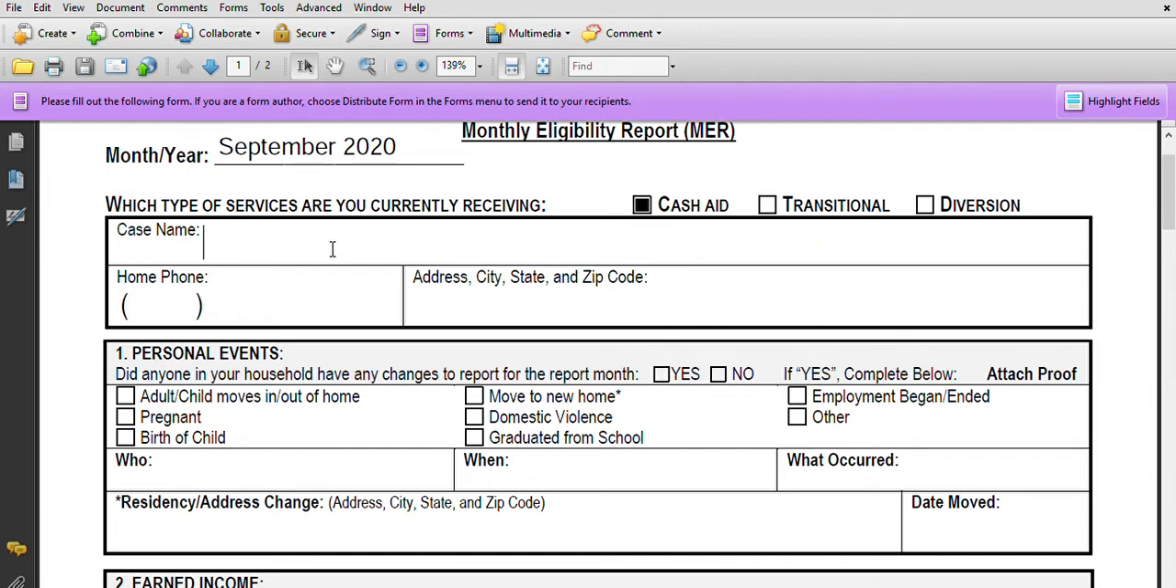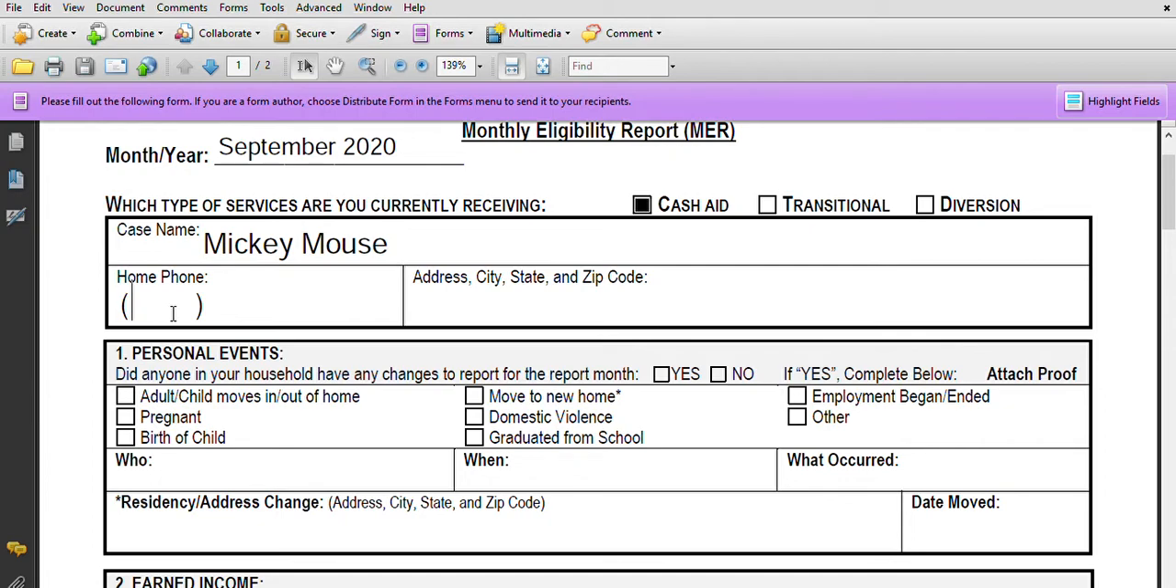For this example, let's use Mickey Mouse as our case name. This is going to be the head of household. Whoever is the head of household for your case, if it's a two-parent home, that's what the case name would be. Head of household is usually the first person listed on the application when you apply for services. So for this particular example, we're going to use Mickey Mouse.